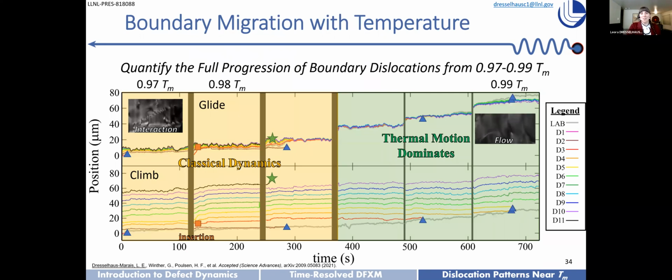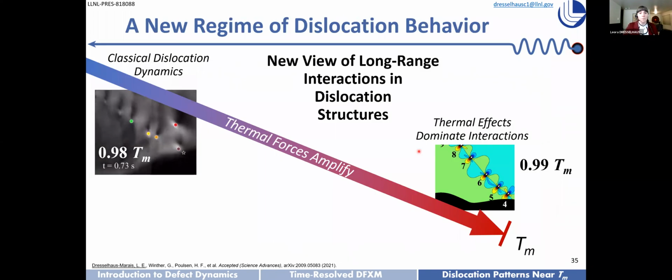So what does this show us? Well, this now for the first time gives us a flagpole to be able to say, yes, this is where and what thermally activated or thermally driven dislocation motion really looks like, and what it looks like at the level of dislocation structures. So now, hopefully by now, I've been able to show you that with time-resolved DFXM, we now have access to a new regime of dislocation behavior, because we can now start to look at these long-range dislocation interactions and dislocation structures, giving us access to new regimes.